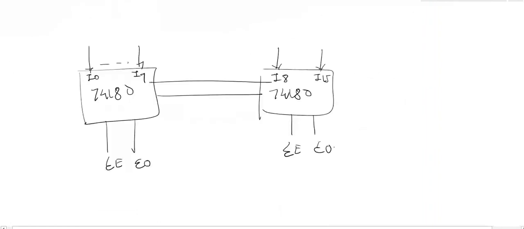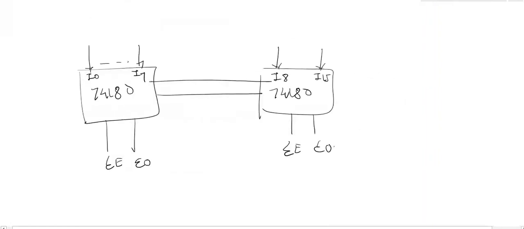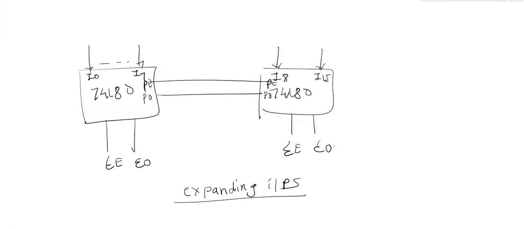Now similarly, when we want to connect two 74180s to expand the number of inputs, at that time the parity even and parity odd of both the ICs are connected together, and these are used as enables for expanding. This is expanding the inputs by using the 74180. Now in this case we can accept I0 to I15, that is 16 data input lines. And for these 16 data input lines, for the parity bit generation, again there will be only one parity bit, either even or odd parity bit.